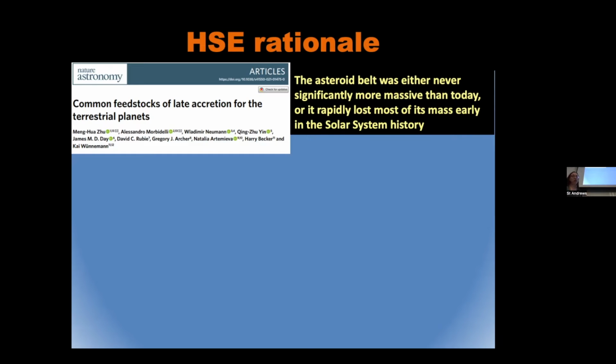But one of the conclusions that was drawn from this work is that the asteroid belt was either never significantly more massive than today, or it rapidly lost most of its mass early in solar system history. So this is obviously a really important point for understanding what has happened to our solar system over time. And that whole context obviously frames why the Earth has evolved in the way it has, and shapes why we have life here.